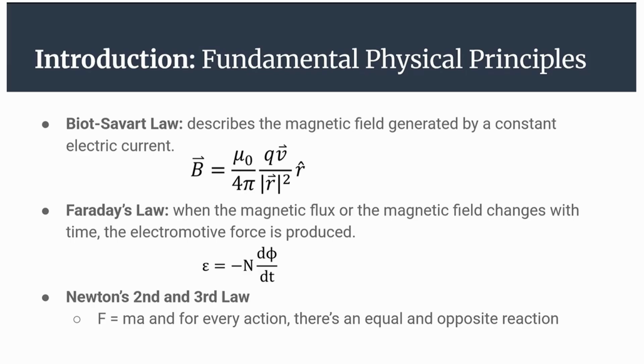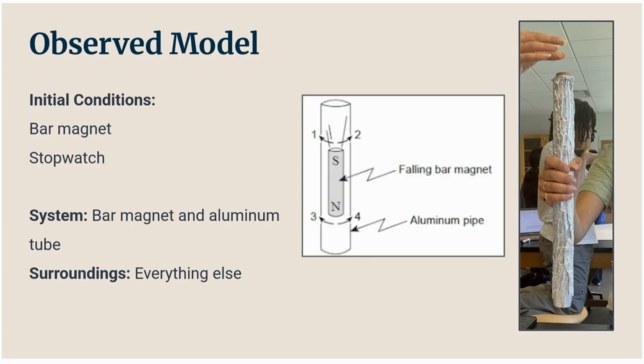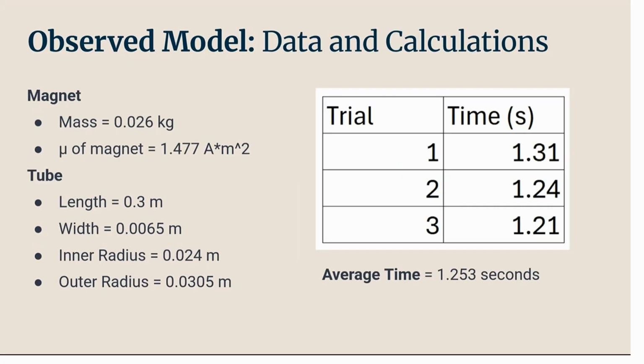The main principles used in this lab were the Biot-Savart law, Faraday's law, and Newton's second and third laws. For our observed model, the initial conditions involved the bar magnet and the stopwatch. You can see some pictures of our lab experiment here. The system was the bar magnet and the aluminum foil tube, and the surroundings were everything else outside of it.